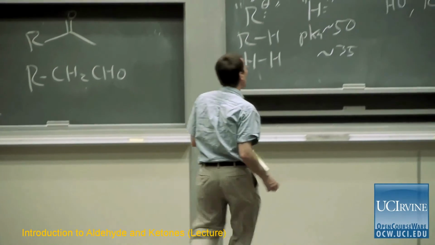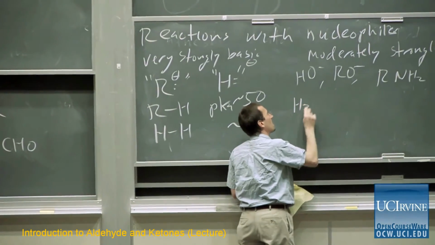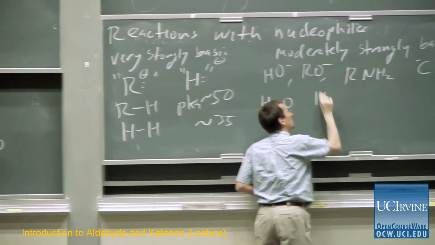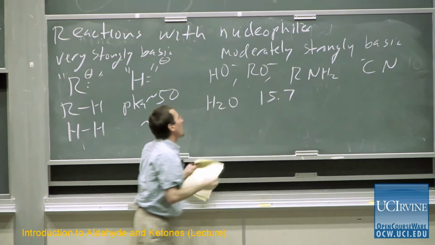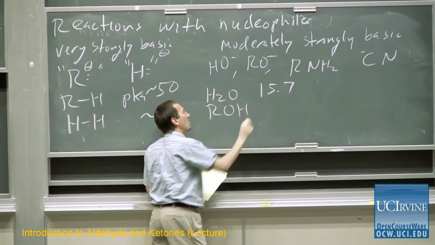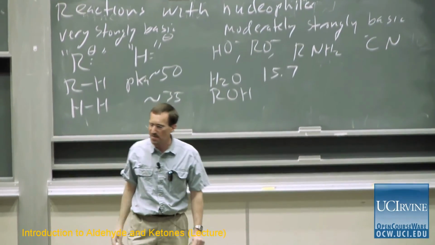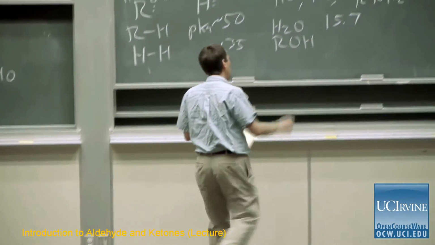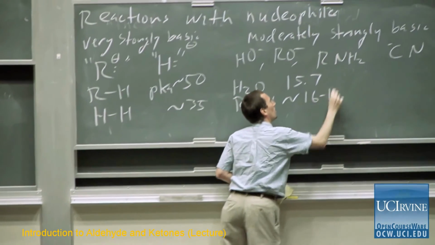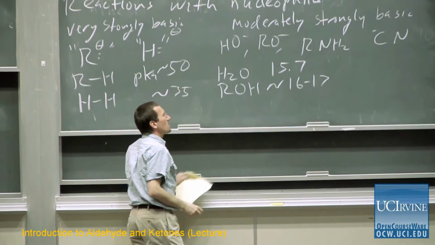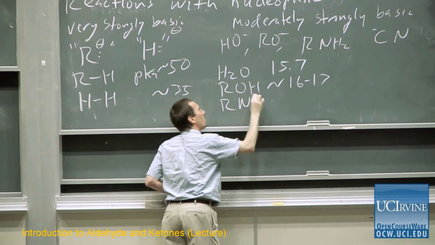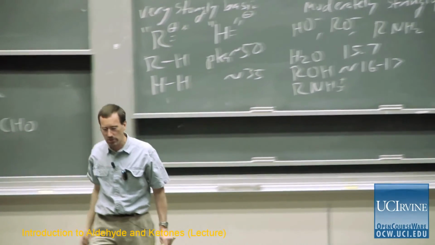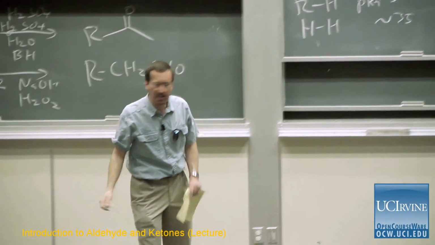The conjugate acid of hydroxide, of course, is water. The pKa of water is 15.7. The conjugate acid of alcohols is just about the same, maybe a hair weaker, depending on the alcohol, about 16 to 17. The conjugate acid of amines is ammonium salts, RNH3+ for a primary amine, or R2NH2+ for a secondary amine.